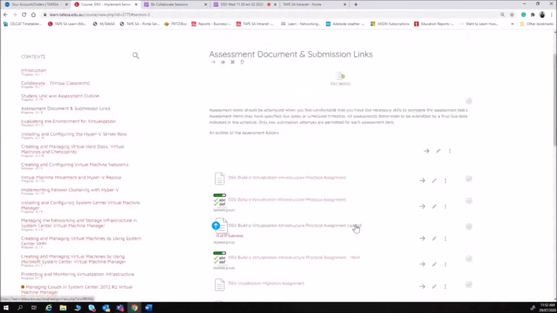We're not going to worry too much about these assignments just yet, because right off the bat, unless you already have some knowledge of Hyper-V, you won't be able to do any of the assignments just yet. That's not to say that we won't be able to do it in the next couple of weeks. So I think we shall start.